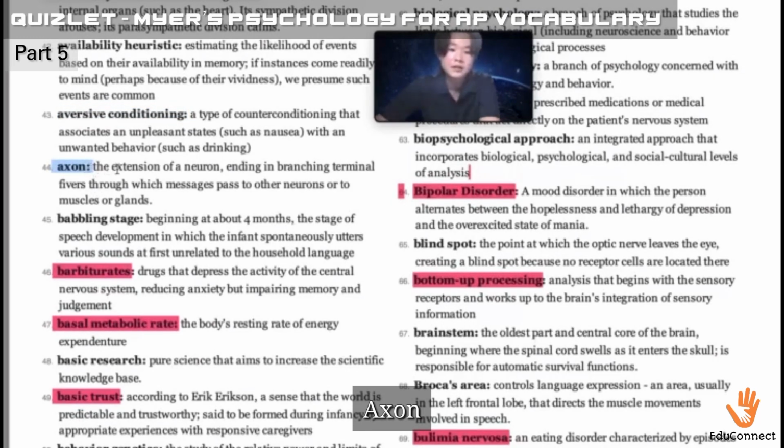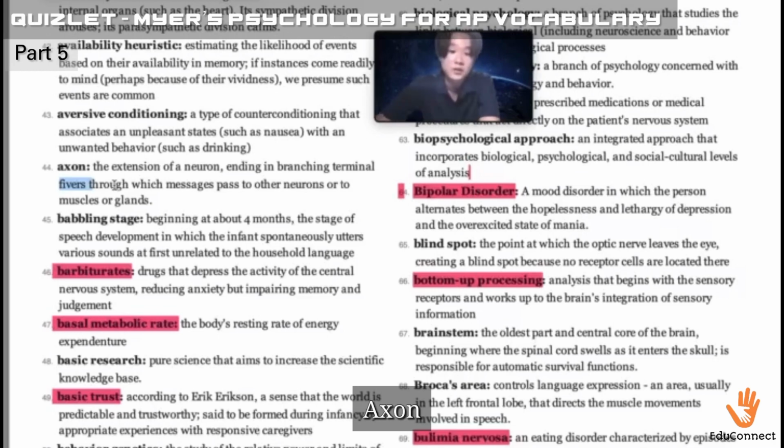The axon is the extension of a neuron, which ends in branching terminal fibers through which messages pass to other neurons or to muscles or glands. So we talked about this in Unit 2, right? So the axon is the part of a neuron where there are terminal buttons. It says terminal fibers here, but I phrased it as terminal buttons in my lectures in Unit 2.